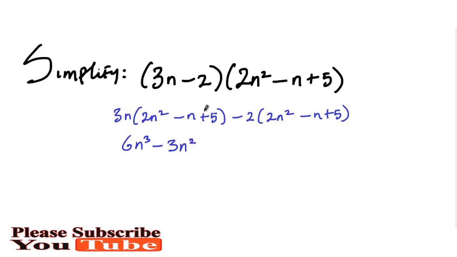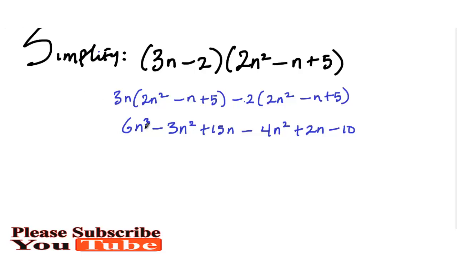Basically, this is n raised to power 1. This is another n raised to power 1. Then 3n times 5. That's 3 times 5. That is 15. That would be what? Plus 15 what? N. Then here, minus 2 times 2n squared. That will give us minus 4n squared. Minus 2 times minus n. Minus times minus. That is plus 2 times n. That is what? 2n. Then minus 2 times 5. That give us what? Minus what? 10.